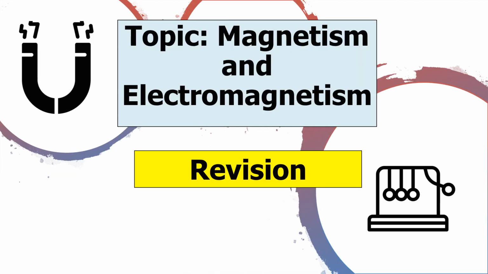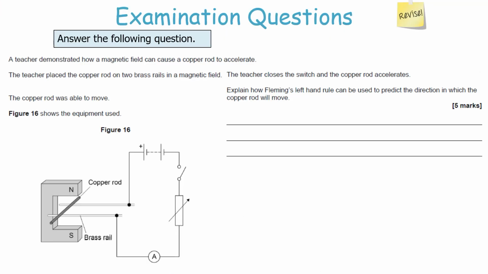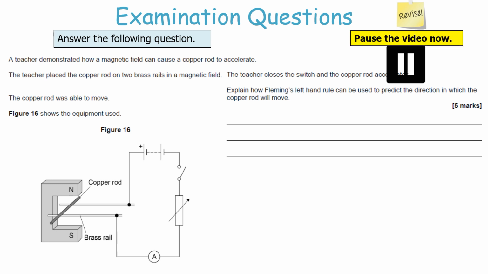So let's now have a look at some questions on the magnetism and electromagnetism topic for GCSE Combined Science, on the topics that will come up on the 2022 exam paper. So the first question says, a teacher demonstrated how a magnetic field can cause a copper rod to accelerate. The teacher placed a copper rod on two brass rails in a magnetic field. The copper rod was able to move. So the teacher closes the switch and the copper rod accelerates. Explain how Fleming's left-hand rule can be used to predict the direction in which a copper rod will move. So pause the video now, then unpause the video when you want to go through your answer.